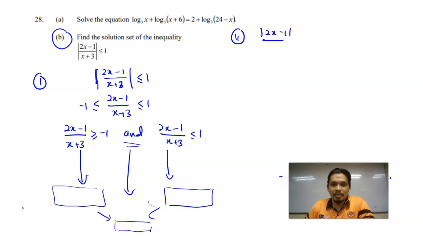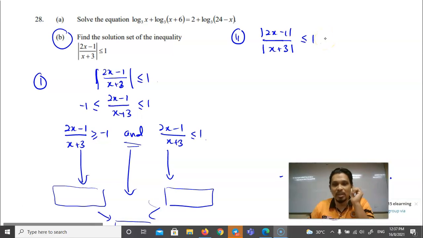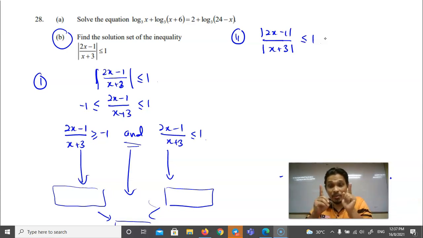(2x minus 1) divided by (x plus 3), which is less than or equal to 1. Please refer to your notes, or I did mention to all of you, this is a question of inequalities. We cannot simply cross multiply, bring this denominator to the other side and multiply with 1, am I right? Because the denominator x plus 3 is not always positive. But then for this question, we have the sign of absolute values.